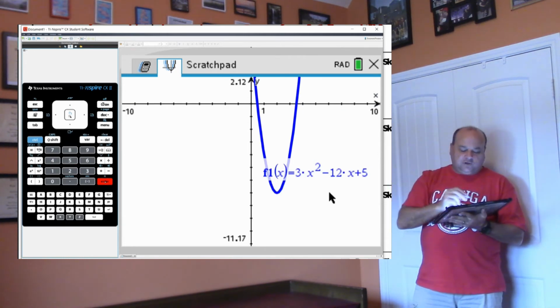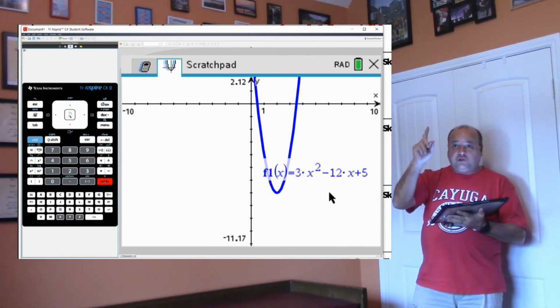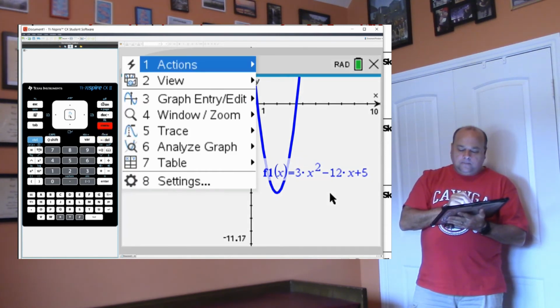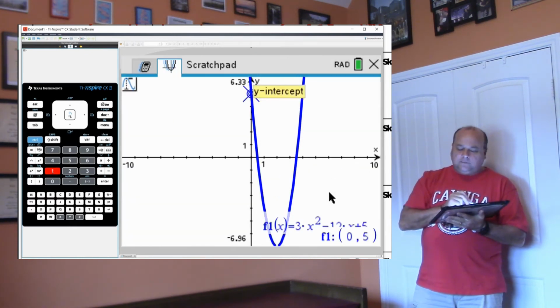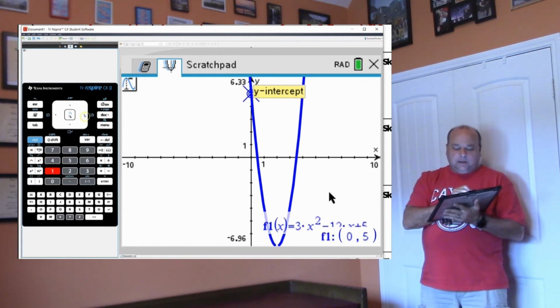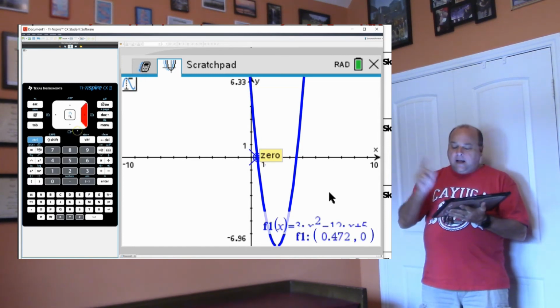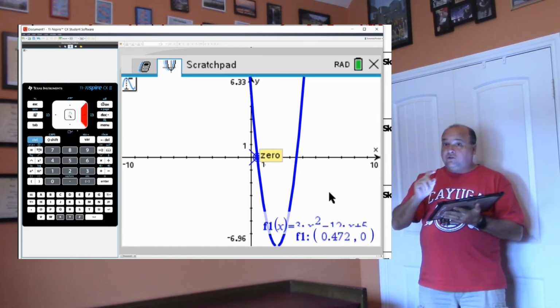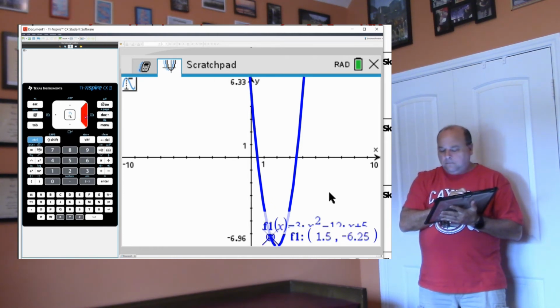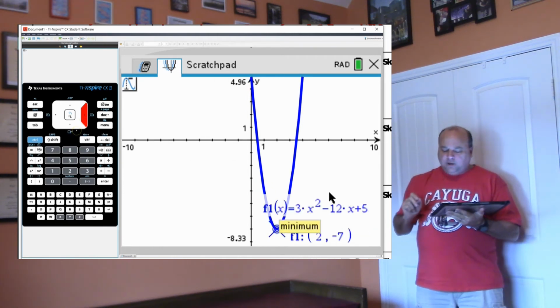I'm going to go to graph trace. I should start off at 0, 5, right? So menu, trace is 5. Graph trace is 1. Notice 0, 5 is my y-intercept. Hit the right arrow button. I get to my 0. Notice the 0 is a big decimal. We'll talk about that. Okay? And then keep hitting the right arrow button until you get to the bottom. And boom, there's my minimum.